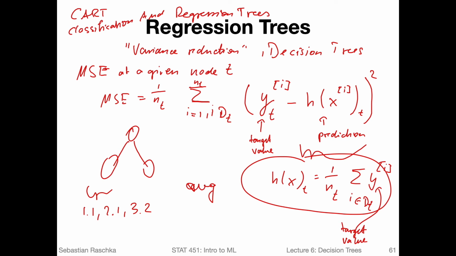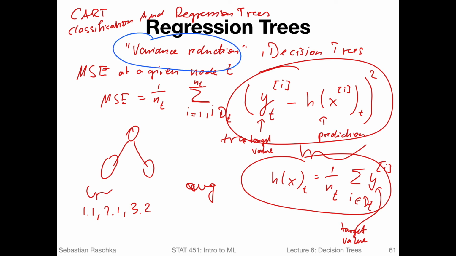And then we just compute the mean squared error there, between the true target value and the mean target value, and that is what we then call the variance reduction. Sometimes people also call it the within-node variance. So this is analogous to using entropy in the information gain equation.